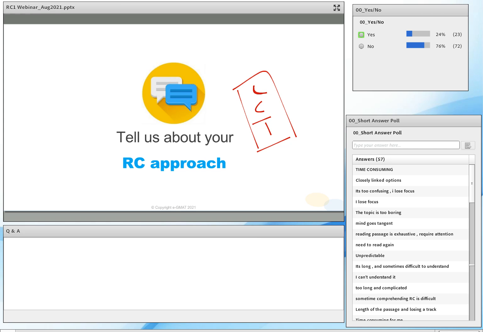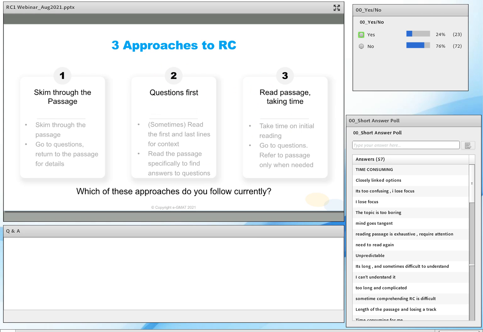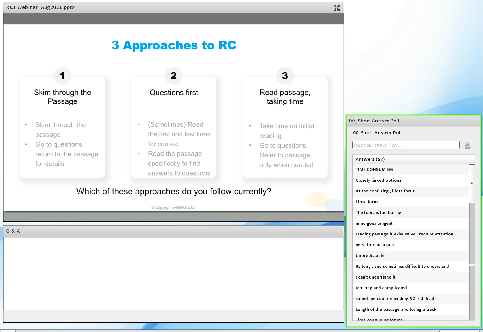Okay. Now, the second aspect that I'm very interested in is your method. So as far as RC is concerned, there are three ways of doing RC typically. Either you skim through the passage, and these are all methods that have existed for a long time. Either you skim through the passage and then you go to the questions, or you go to the questions so that the questions give you some context and then you jump to the passage because you already know the questions, you know where to look in the passage. Or number three, you read the passage and then you go to the questions. So which of these three methods is what you guys follow?